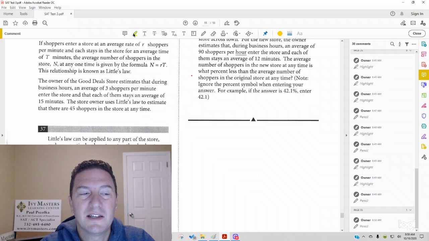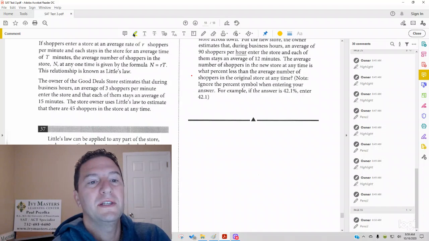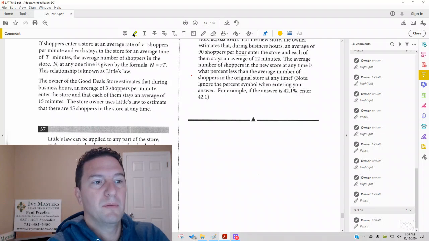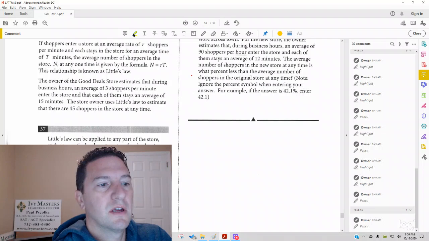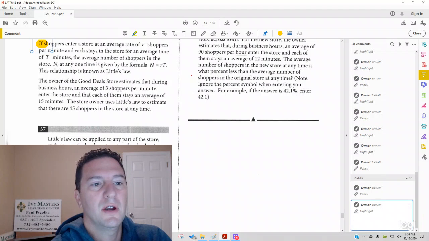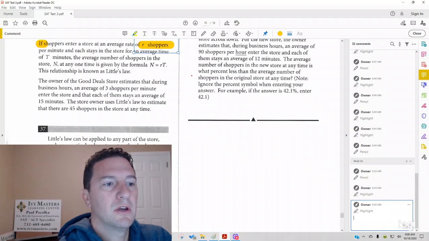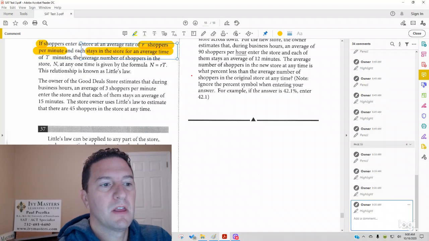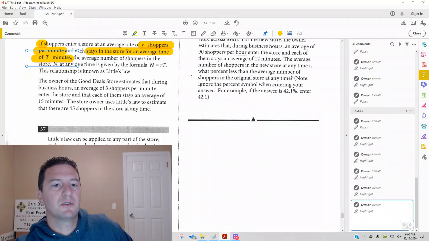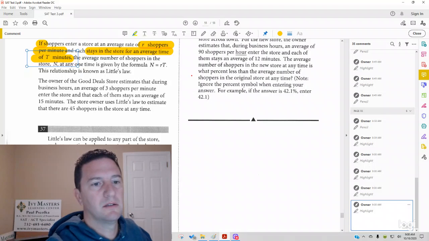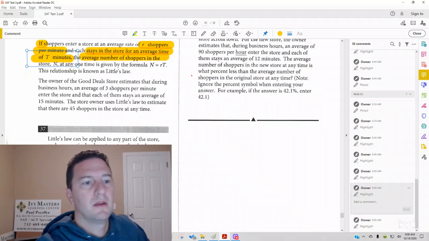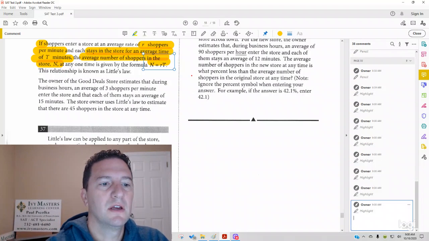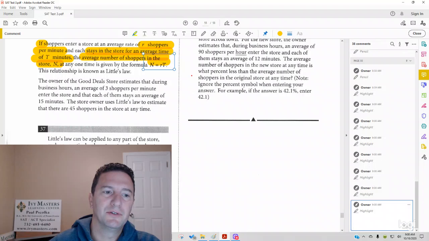Today we're going to look at Test 3, Section 4, number 37. We've got to read above 37 to get a little context. We have a little background information here. It starts: if shoppers enter a store at an average rate of R shoppers per minute, and each stays for an average time of T minutes, the average number of shoppers in the store, N, at any one time is given by the formula N equals RT. This relationship is known as Little's Law.